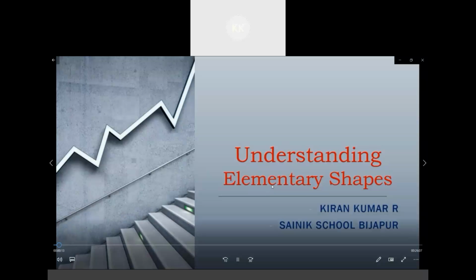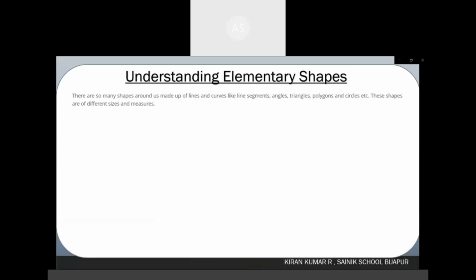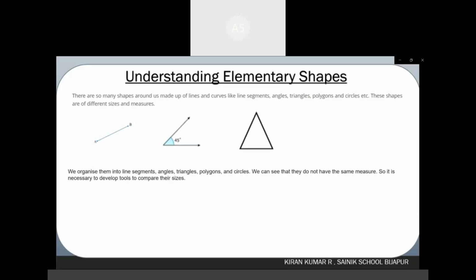This is the 5th chapter in your NCERT textbook. There are so many shapes around us made of lines and curves, like line segments, angles, triangles, polygons, and circles. These shapes are of different sizes and measures. We can see that they do not have the same measure, so it is necessary to develop tools to compare their sizes.